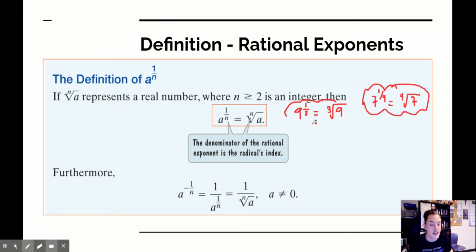So think about that, guys. Think. What happens to the denominator? The denominator of my fraction, my fractional or rational exponent, becomes my index.